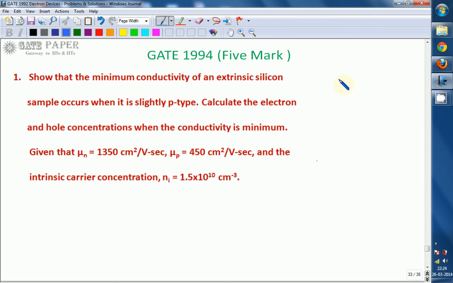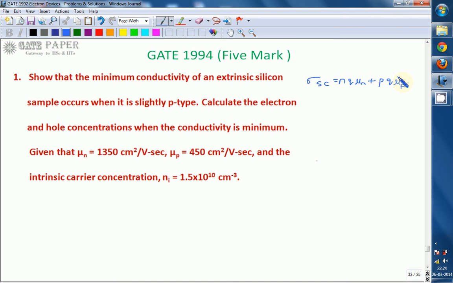Calculate the electron and hole concentrations when the conductivity is minimum, given that mu n, mu p and ni values are given. For the given mu p, mu n, ni, we know the conductivity of a semiconductor is n q mu n plus p q mu p. n is the electron concentration and p is the hole concentration in the semiconductor. Mu n is electron mobility, mu p is hole mobility.